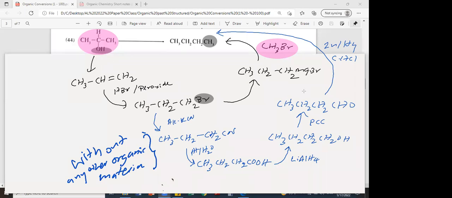Right. Then for the next one, shall I erase the screen? Did y'all finish copying down?